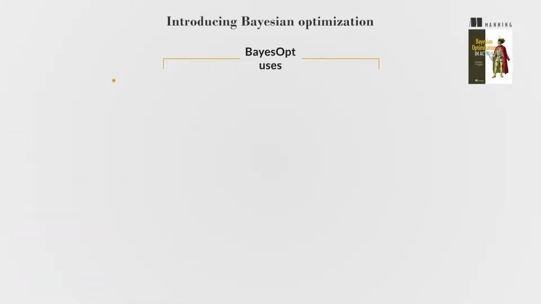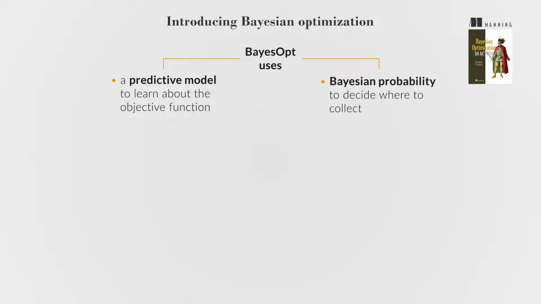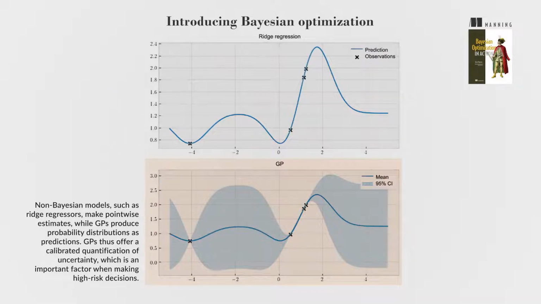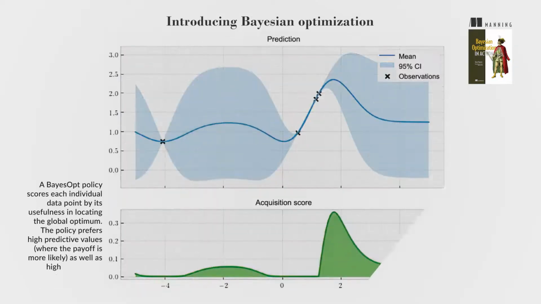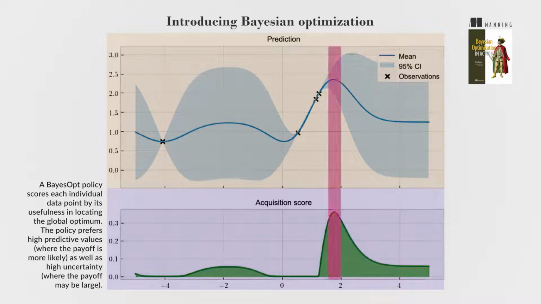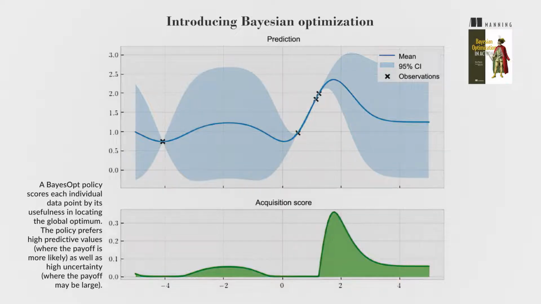Bayesian optimization uses a predictive model to learn about the objective function, and Bayesian probability to decide where to collect new data. It consists of a predictive model, typically a Gaussian process, GP, and an optimization policy that guides the search for the optimum. GPs are preferred in BayesOpt for their probabilistic predictions and ability to quantify uncertainty, which is essential for informed decision-making. The BayesOpt policy uses the GP's predictions to score potential points, selecting the one with the highest acquisition score for evaluation. This iterative process forms a learning loop.